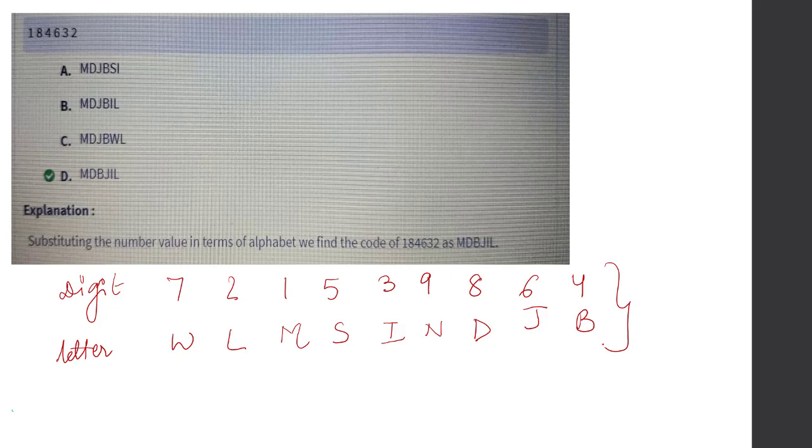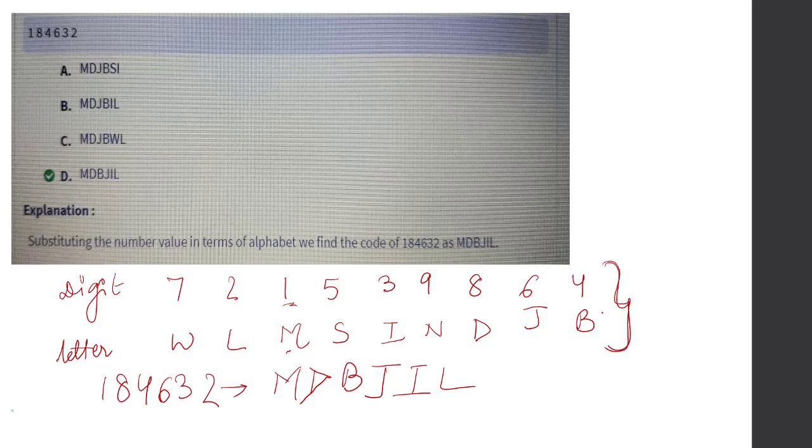So now this is very simple. What was asked: what is the code for the number 184632? So as simple as that. 1 goes for M, 8 is D, 4 is B, 6 is J, 3 is I, and 2 is L. That's how we got the code for the number 184632. So this information was absolutely essential to solve this question, and then it becomes a cakewalk.